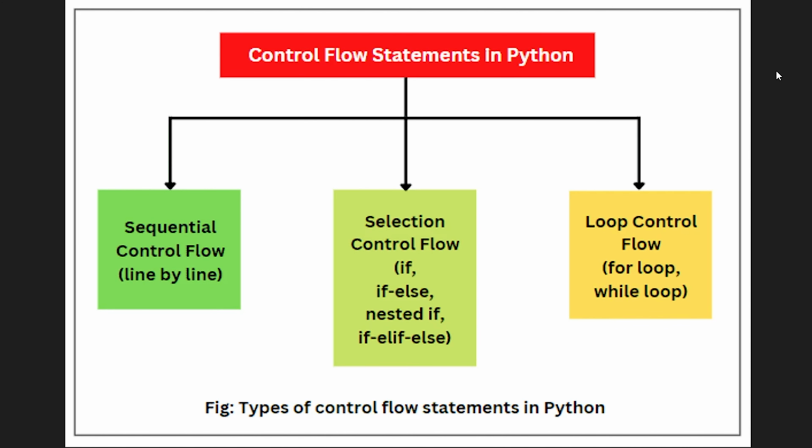In this video, we're going to cover one of the control flow statements in Python, which is selection control flow. I just wanted to give you a big picture of the control flow statements in Python. In total, we have 3 of them: sequential control flow, where you control the flow line by line. Next, we have selection control flow, which includes if else, nested if, and finally if elif else, which we're going to cover completely in this video. And lastly, we have loop control flow, which includes for loop and while loop, which we're going to cover in future videos.